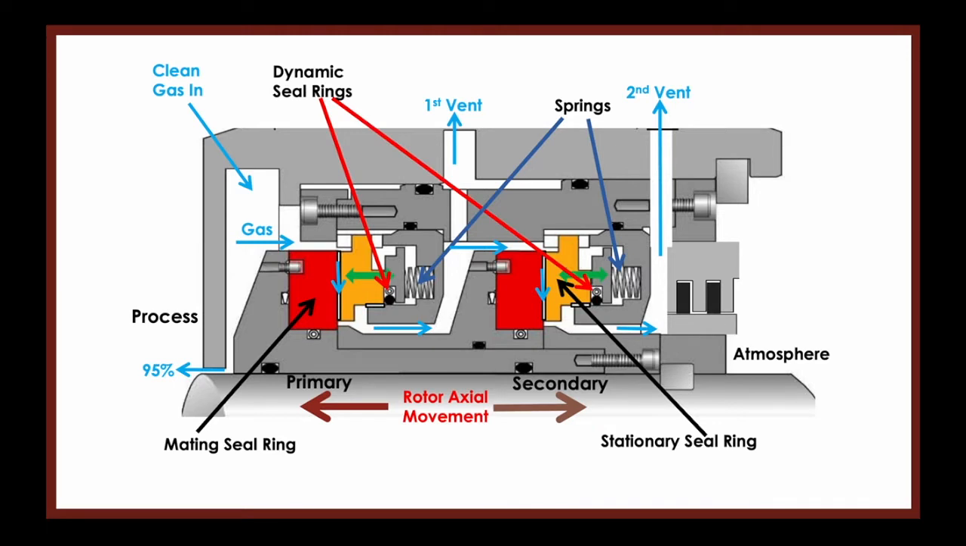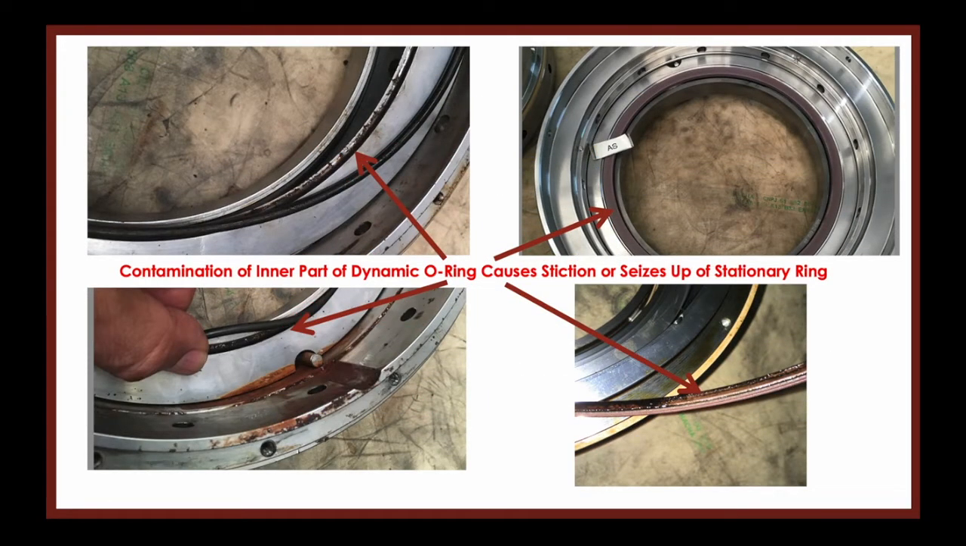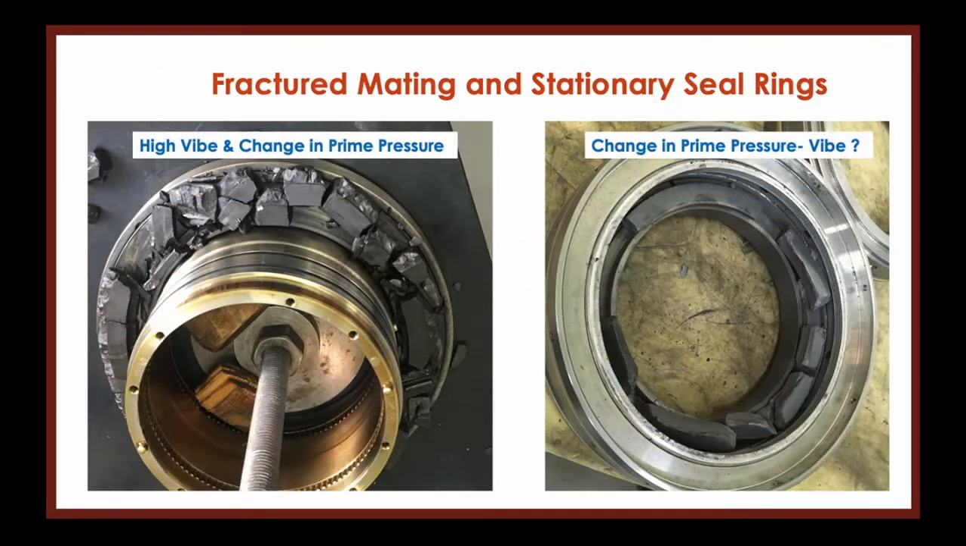Now, when contaminants get on the dynamic ring, or the seal just wears out or disintegrates, then it creates a stick shape, and then the stationary ring is not free to move back and forth. Now, if it gets stuck in a closed position, then it rubs hard against the mating ring and fractures very quickly because of friction. If the mating ring fractures, then you'll see a sudden increase in vibration and change in primary vent pressure.